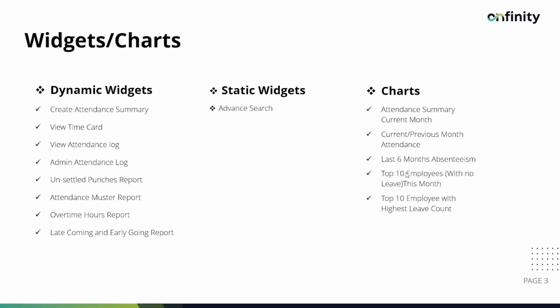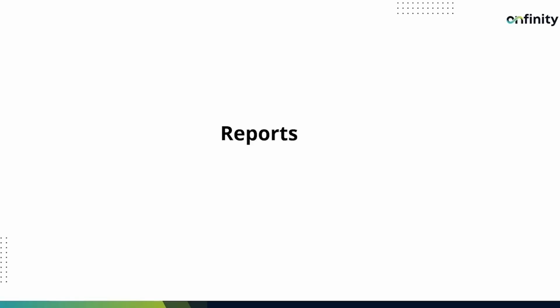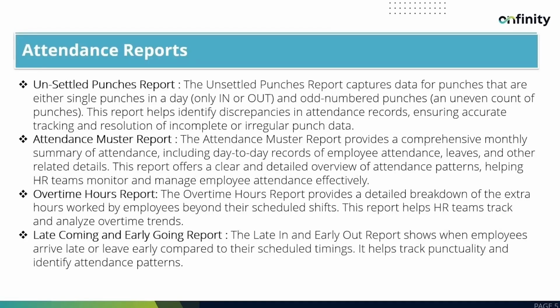From a reporting perspective, we have 4 key reports for attendance. First, unsettled punches report. This report captures data for punches that are incomplete, such as single punches in a day, only in or out, and odd numbers of punches. It helps identify discrepancies in attendance, ensuring accurate tracking and resolution of incomplete or irregular punch data.